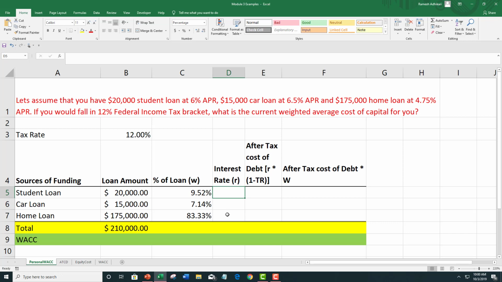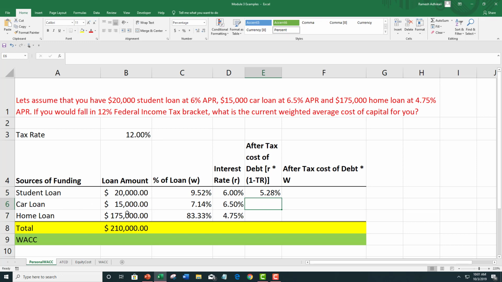Now let's look at how much interest you are paying for student loan, which is 6%, right? And for your car loan, it is 6.5%. And for your home loan, it's 4.75%. So that's your given cost of capital. And now you need to compute after tax. For after tax student loan, it would be simply 6% times 1 minus the given tax rate, which is 12% right here. I'm going to calculate this, which is 5.28%.